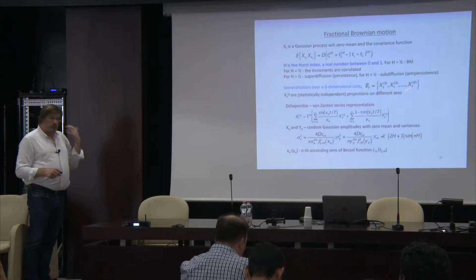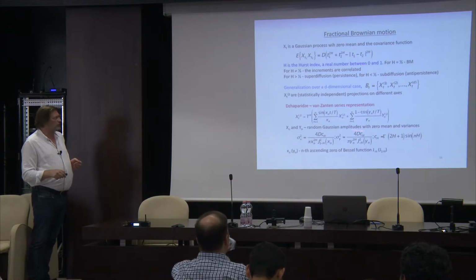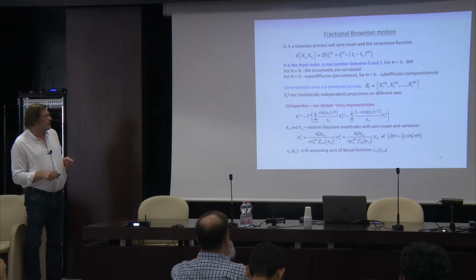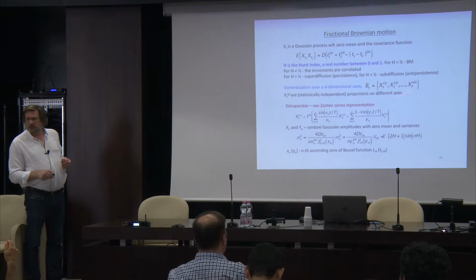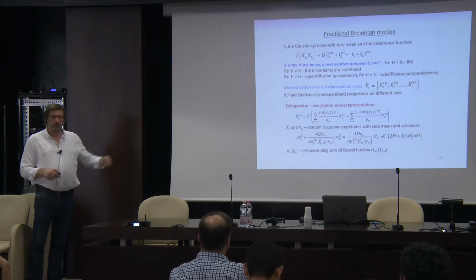So, as for Brownian motion, where we used the Wiener representation, it is very convenient here to use the Japaridze-Van Santen series representation, which is a generalization of the Wiener result, and then you can carry out all the calculations.